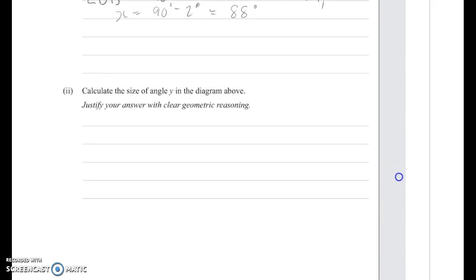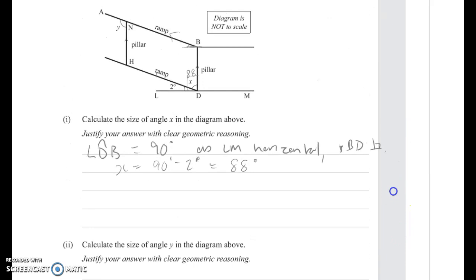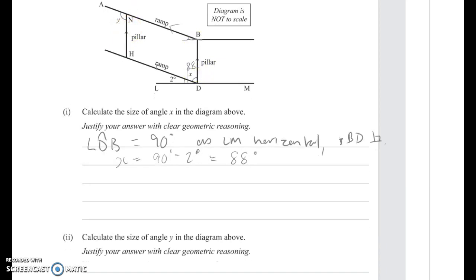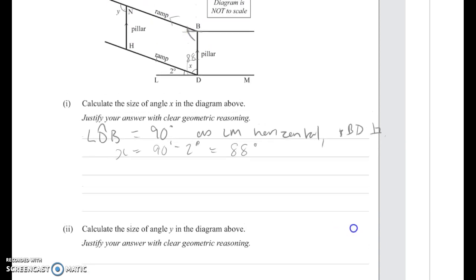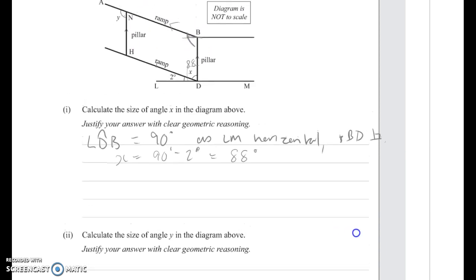Calculate the size of angle Y in the diagram above. So here is Y over here. So if I found that angle, they would be the same because of parallel lines, corresponding angles. I could also find out what H was, and then alternate angles would be the same because those two are parallel. So either of those is fine. I'm going to do co-interior over here and then alternate over there.